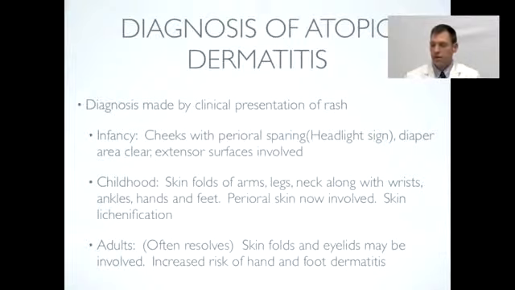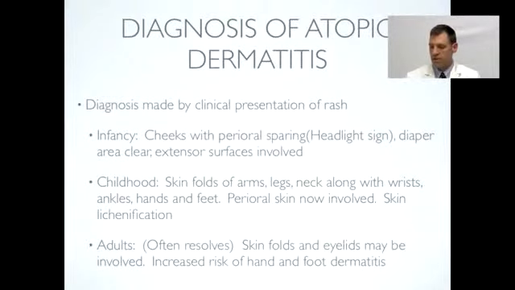In infancy, it looks a little different. It's often on the cheeks, and it often spares the perioral skin in infants. That's sometimes known as the headlight sign because it's bright red on the cheeks but clear around the mouth. The diaper area is usually spared, and the extensor surfaces, as we saw in the previous slide, are often involved.